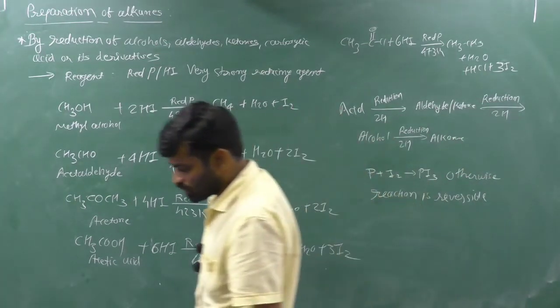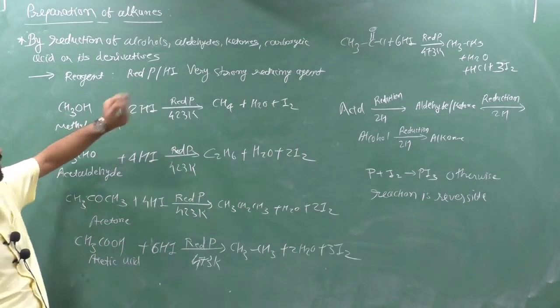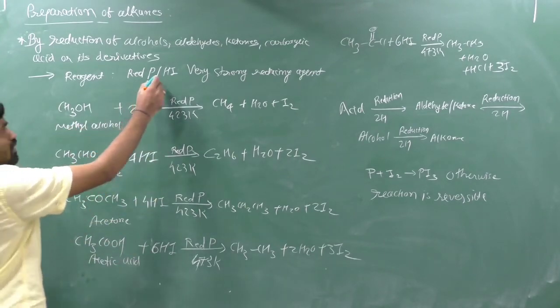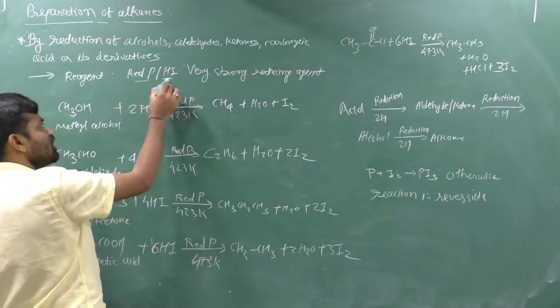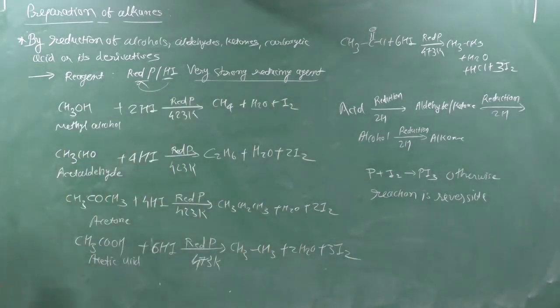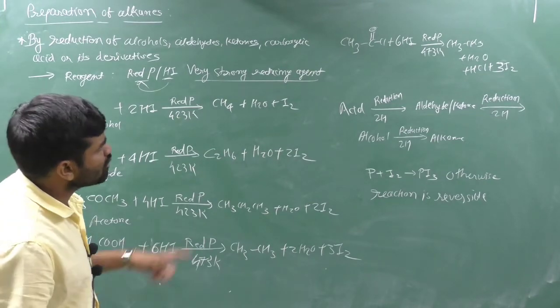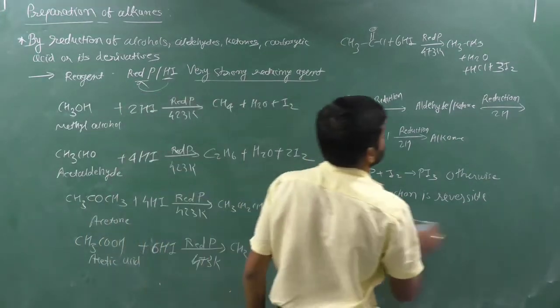The reagent we can use for this purpose is red phosphorus and HI. Red phosphorus in the presence of HI is a very strong reducing agent, clear? It can reduce alcohol, aldehyde, ketone, carboxylic acid and its derivatives. First of all, we can remember some sequence.